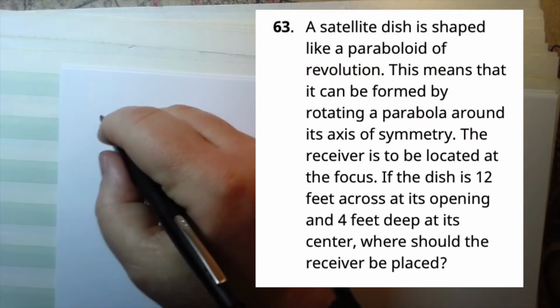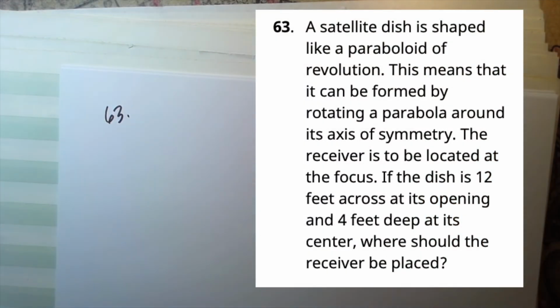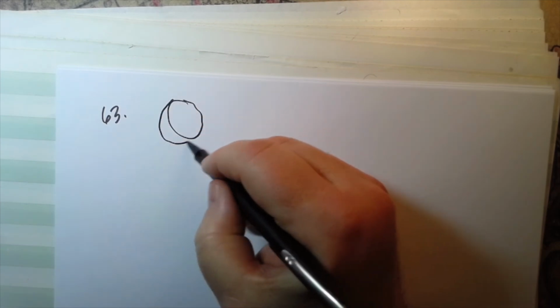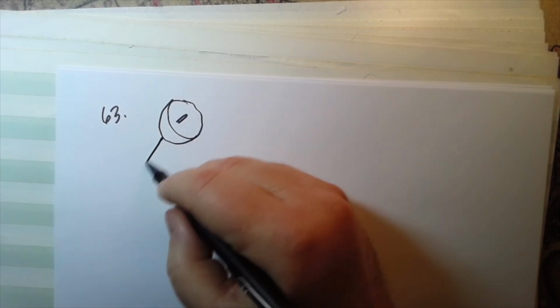Alright, we're going to do 63, which says, a satellite dish is shaped like a paraboloid of revolution. This means that it can be formed by rotating a parabola around its axis of symmetry. The receiver is to be located at the focus. If the dish is 12 feet across at the opening and 4 feet deep at its center, where should the receiver be placed?